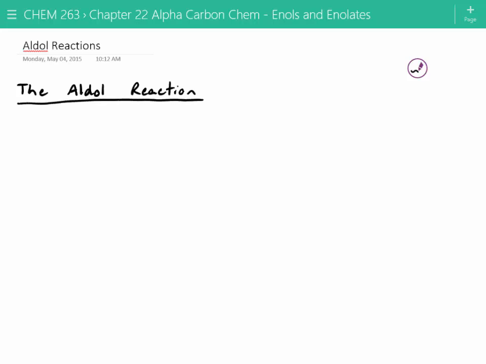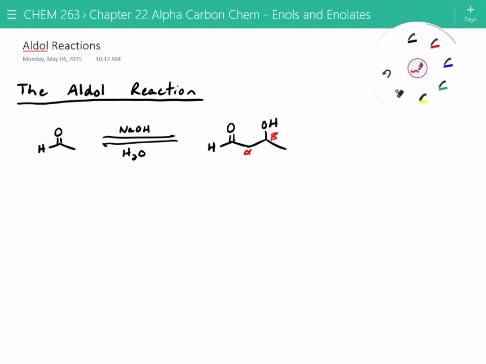In the aldol reaction, what you do is you take an aldehyde or a ketone, and you react it with sodium hydroxide and water. And when you do this, you get a beta hydroxyaldehyde or ketone. So if you guys remember our positioning, you would call this the alpha position. You'd call this the beta position. So the name of this product would be a beta hydroxyaldehyde.